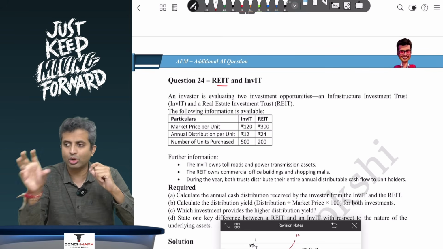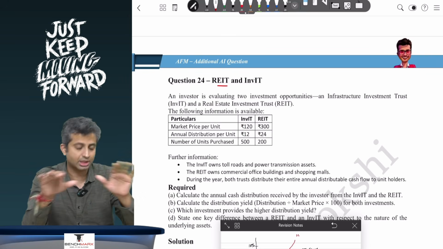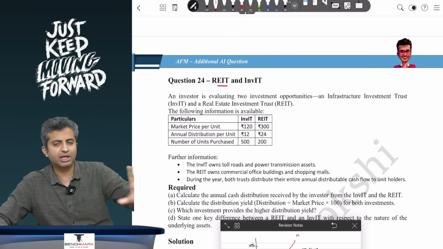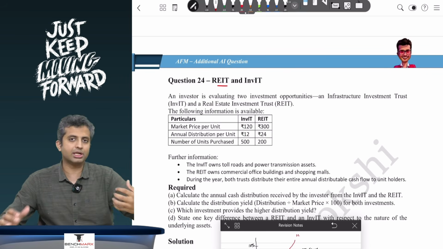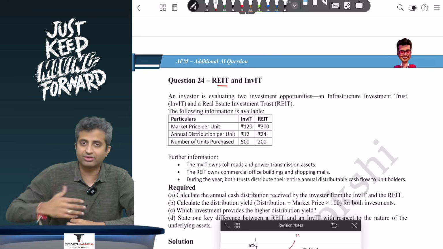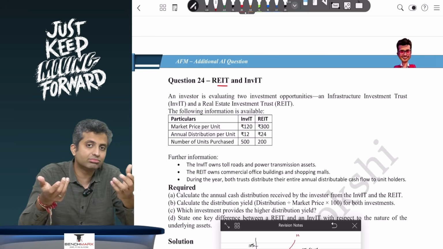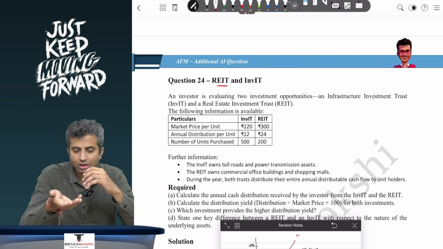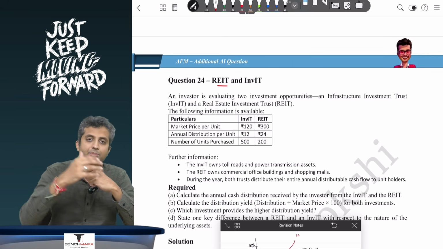Here, instead of deploying that in shares, you will deploy that in real estate, in actual hard real estate, not real estate companies like DLF or Lodha or Oberoi, no, in actual physical real estate projects like offices, commercial spaces, etc. And on that, these REITs will earn return in the form of rental yield and maybe capital appreciation of that property.